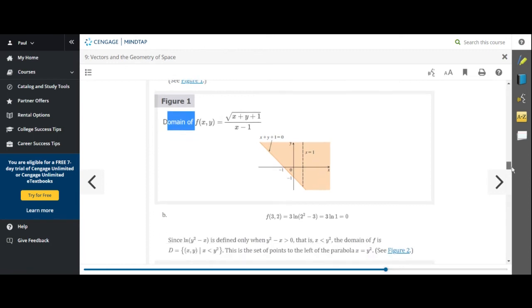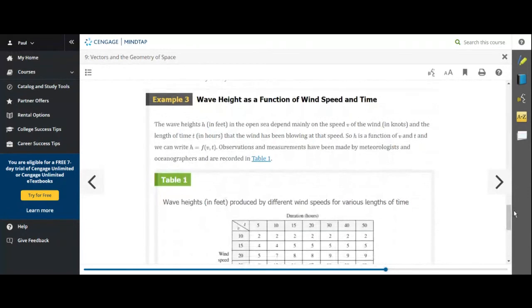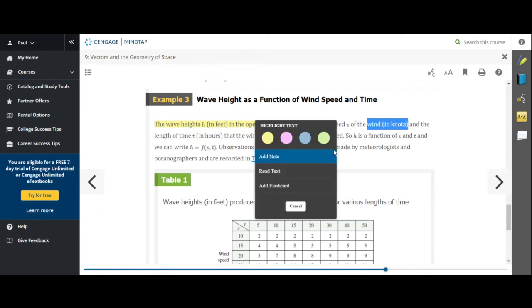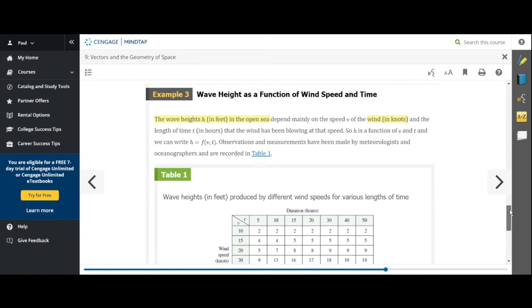And one more thing: you might wonder, why do we need to learn about functions of two variables? They have a nice example in example 3. They talk about wave heights in feet on the open sea. Wave heights in the open sea are a function of the wind speed. How many have experienced that? The greater the wind, the greater the waves.